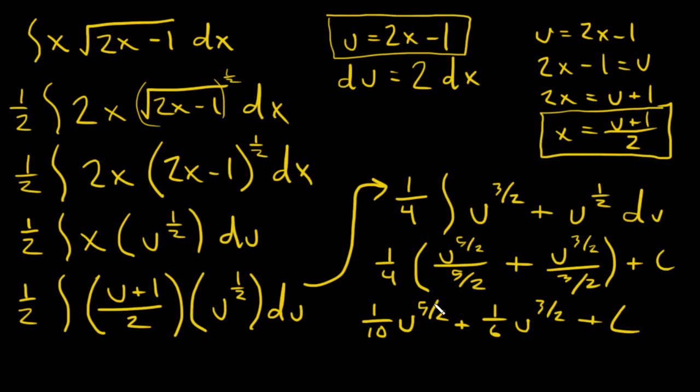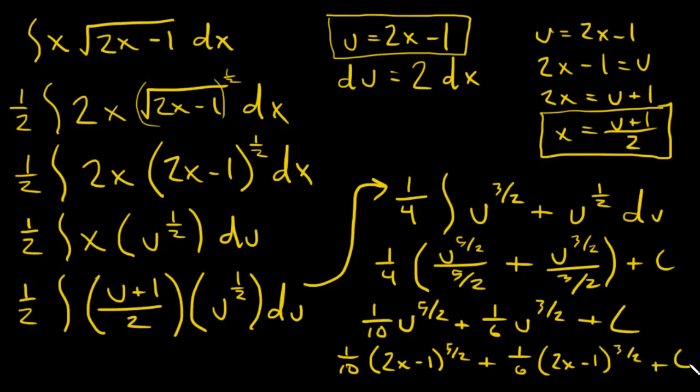And so now I just need to rewrite it in terms of x, which I have right here. So this becomes 1/10 quantity 2x minus 1 to the 5/2 plus 1 over 6 times 2x minus 1 to the 3/2 plus c. That's my final answer right there.